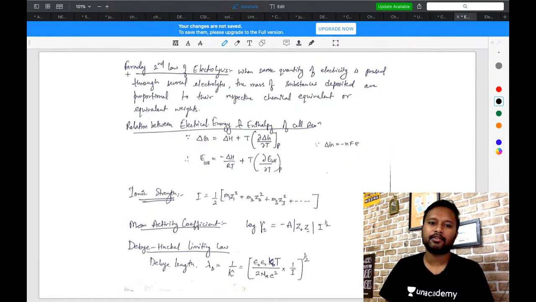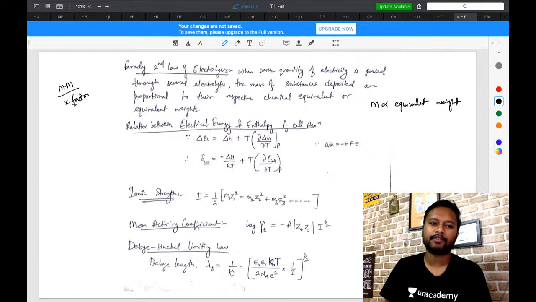Fine. The next is Faraday's second law of electrolysis. It says when the same quantity of electric current is passed through several electrodes, the mass deposited is proportional to their respective chemical equivalents or equivalent weights. So mass is proportional to equivalent weight. How do you calculate equivalent weight? Anybody remembers that? Equivalent weight is calculated by molecular mass divided by the X factor.